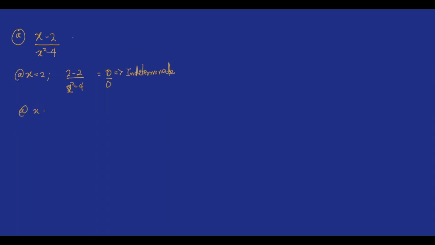So at x is equal to minus 2, for instance, then you have minus 2 minus 2 divided by minus 2 squared minus 4. And this equates to minus 4 divided by 0, making the function undefined at this point. So these are the two values of x at which this function is undefined or does not have a value.